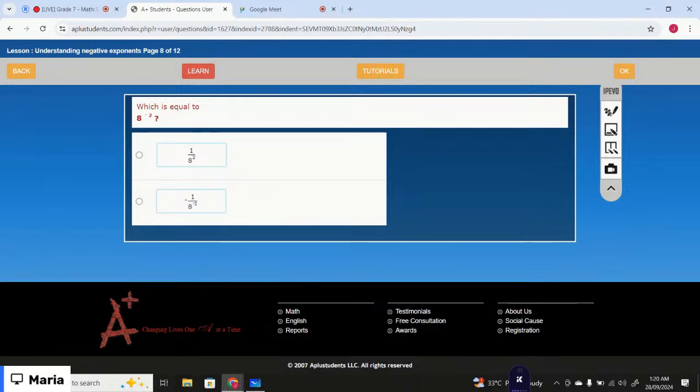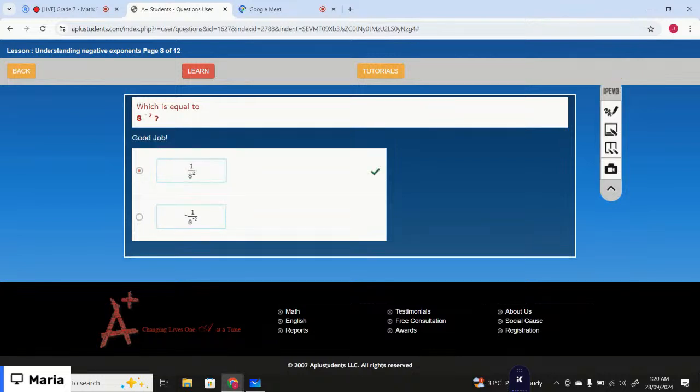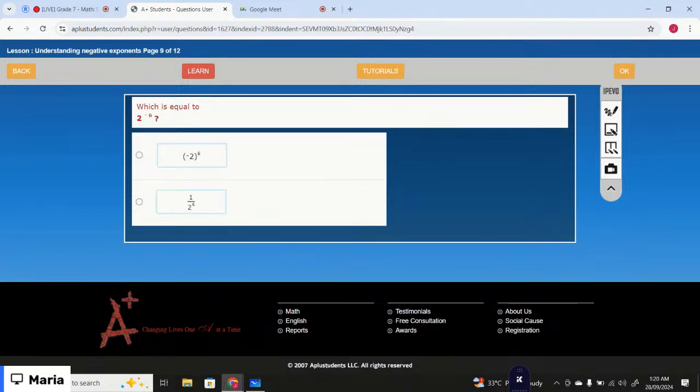The correct option is option number 1, that is 1 divided by 8 square. Which is equal to 2 exponent negative 6. So which is the correct option?